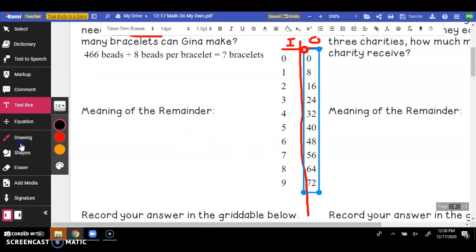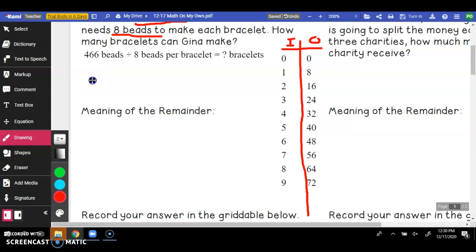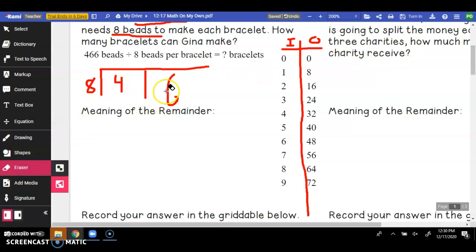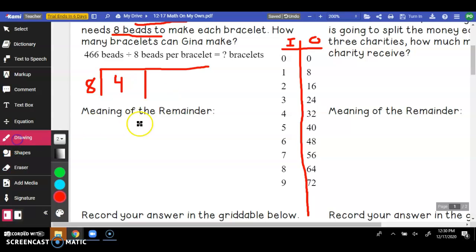So let's see. I'm trying to divide into 8 groups, 4 hundreds, 6 tens. Oh no. Every so often we make a mistake, and that's okay. So 6 tens and 6 ones.